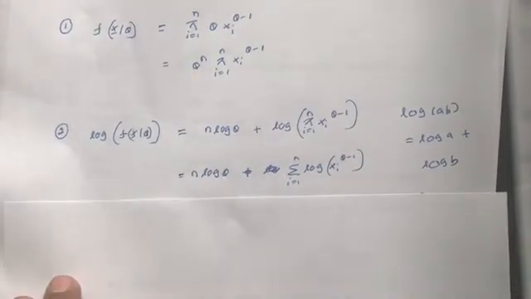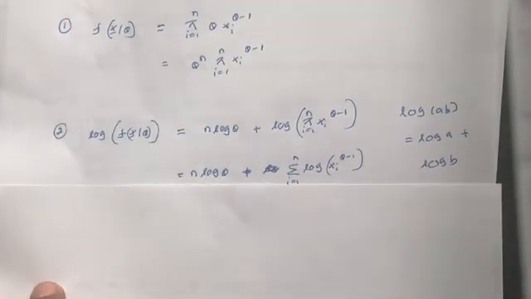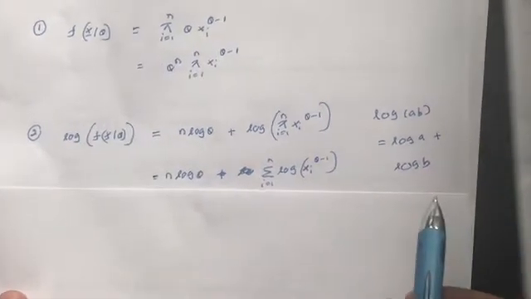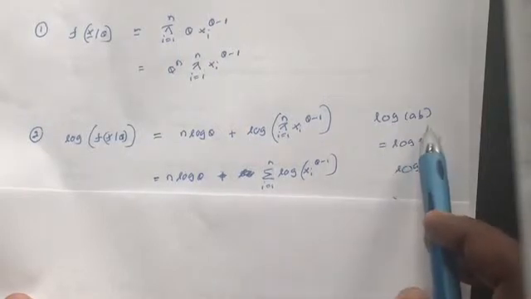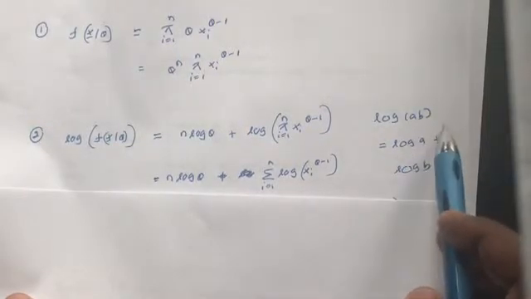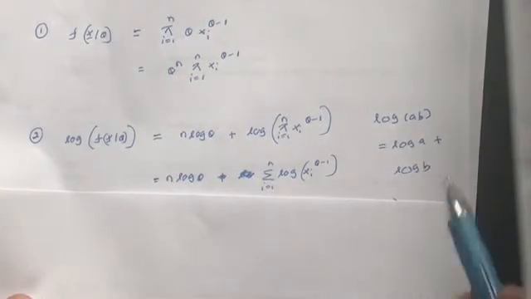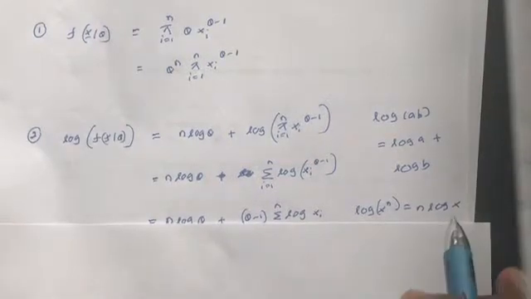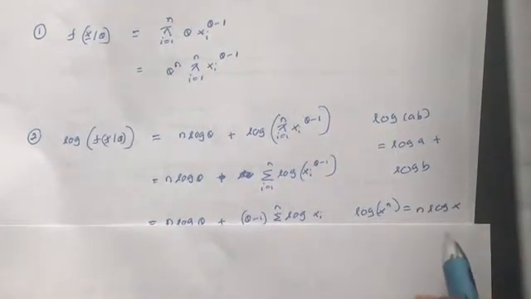So in this case, we are going to use some properties of log. If you want to take the log of a product a times b, then you can write it as log of a plus log of b. Also, if you have log of x to the power n, you can write it as n times log of x.